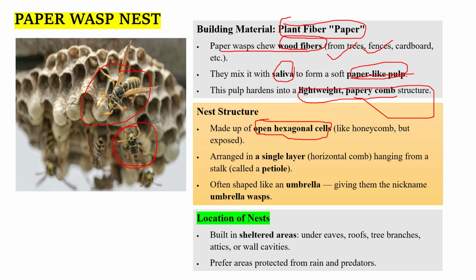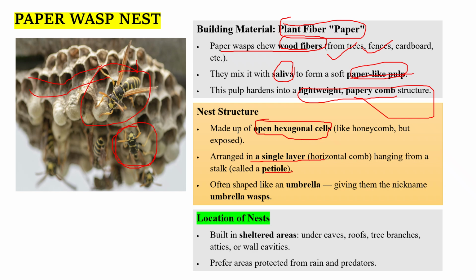It is a little bit closed. The dimensions are smaller than in the paper wasp nest, but here you can see the open hexagonal cells arranged in a single layer, horizontal comb. So here is a single layer, then another layer, hanging from a stalk called the petiole. It is hollow inside. It is like a plant part, the petiole, which is a stalk-like part. So they can easily get into it and come out of it.